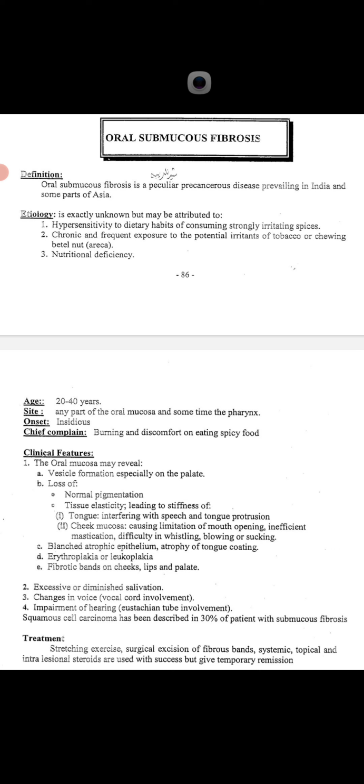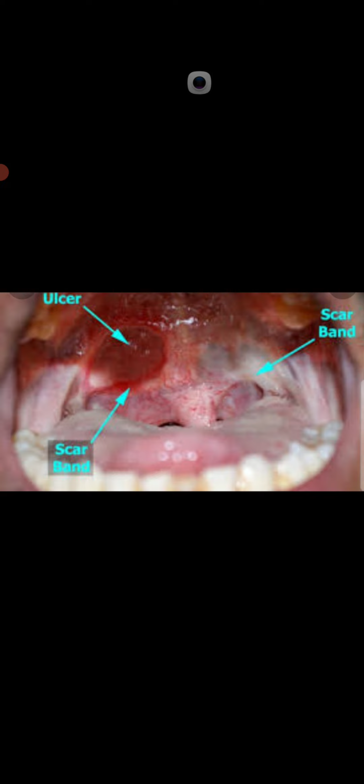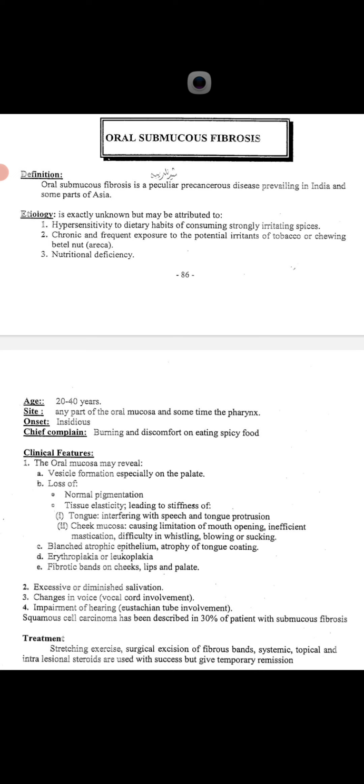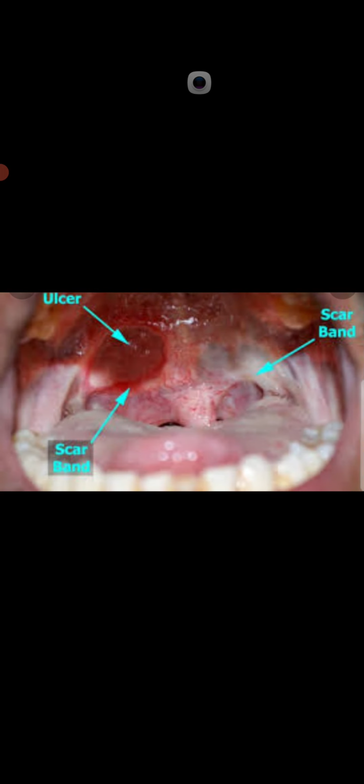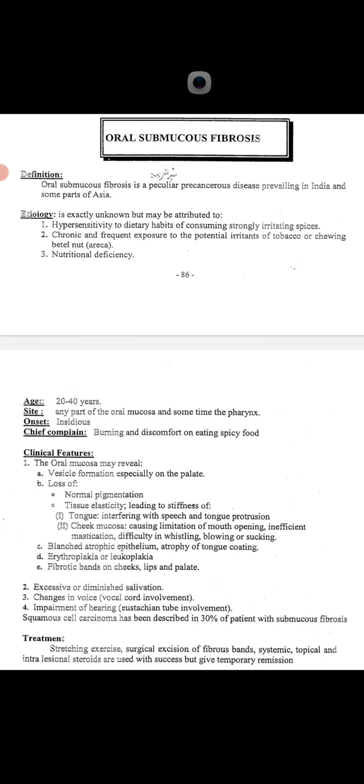Next is erythroplakia or leukoplakia in the oral cavity. Next are fibrotic bands on the cheek, lips, and palate. Here there is a scar, fibrotic bands on the cheek, lips, and palate. Next, there will be excessive or diminished salivation: either excessive salivation, meaning sialorrhea, or diminished salivation, meaning xerostomia. Third is a change in voice when vocal cord involvement occurs. Next is impairment of hearing when the eustachian tube is involved.